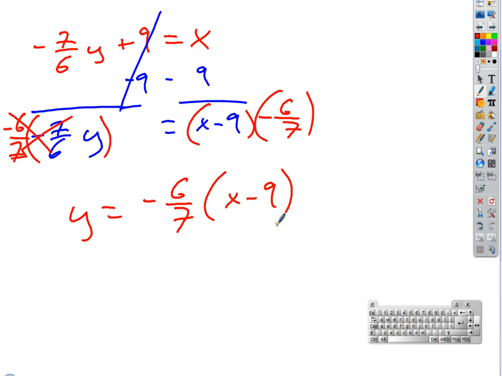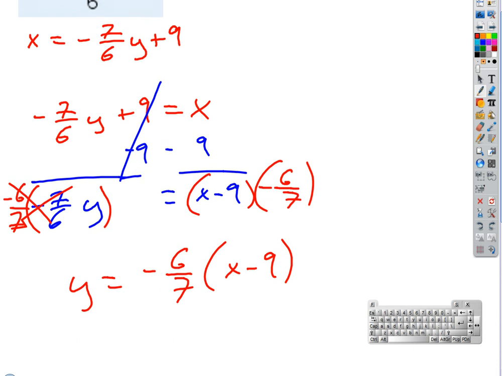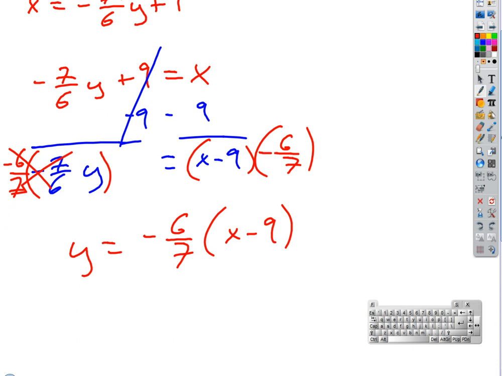All right? Joanne, you getting this back there? Okay. All right, so that's probably okay to just leave it like that. I don't see why that would be a problem. I mean, we could distribute the negative 6/7 to be real safe, but let's just try that. See if it'll take that.